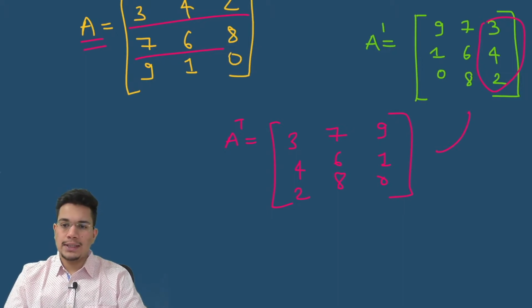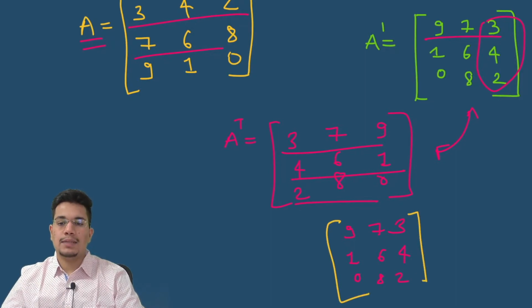And now if you check these two, the matrix that we want and our current transpose matrix, you can clearly see that every row is actually reversed in our resulting matrix. For example, if I reverse the first row, I'll get 9, 7, 3. Then if I reverse the second row, I'll get 1, 6, 4. And if I reverse the last row, I'll get 0, 8, 2. And now this matrix is exactly the same as the result that we wanted.